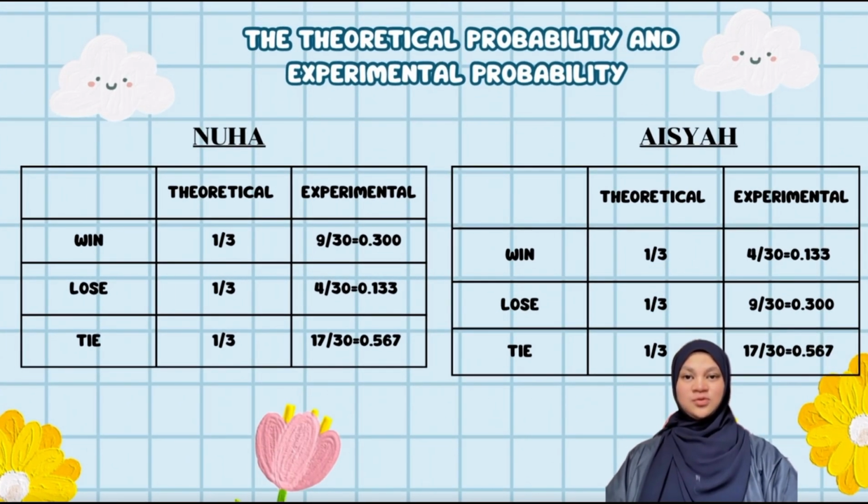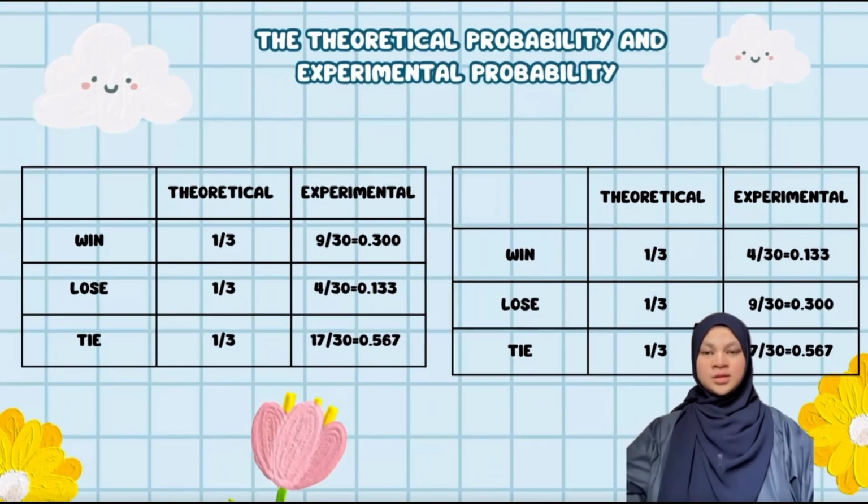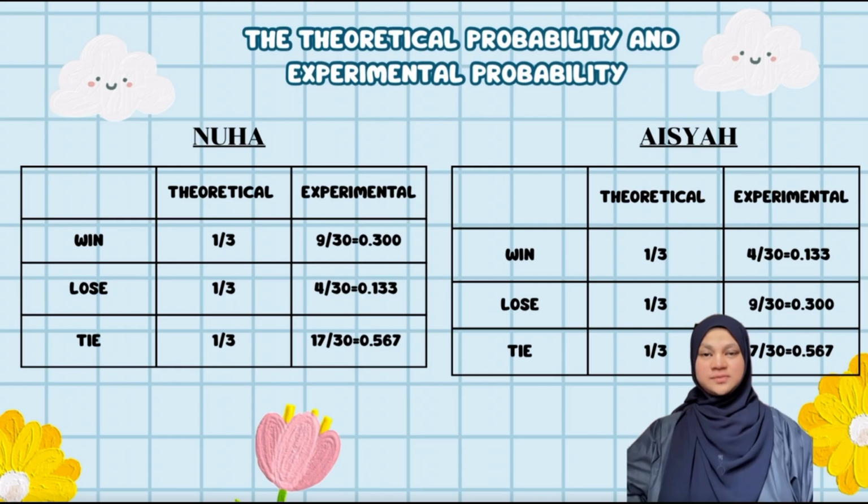In this study, two players, Nuha and Aisha, play against each other in 30 trials. The theoretical probability for each outcome, win, lose or tie, is assumed to be 1/3 or 0.33, since each result should have an equal chance of occurring in a fair game. First, let's look at the experimental probability for both players.